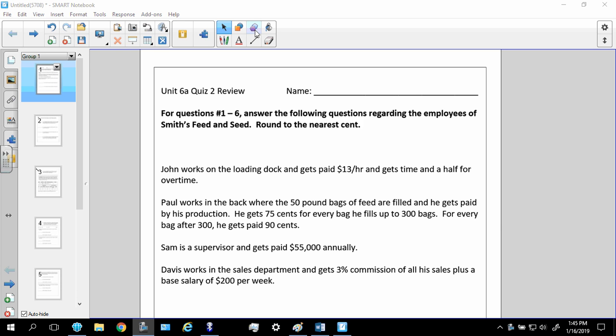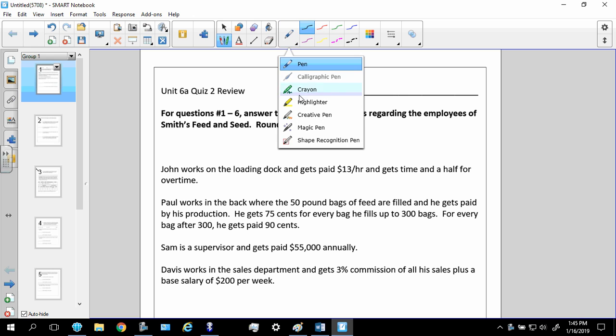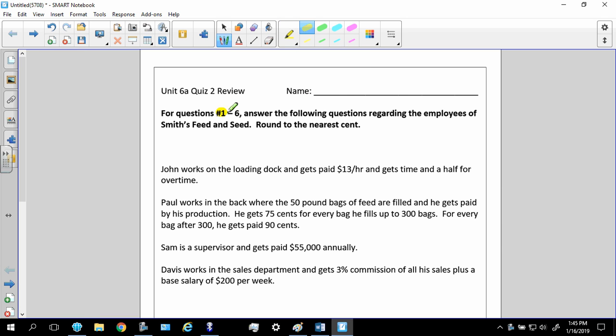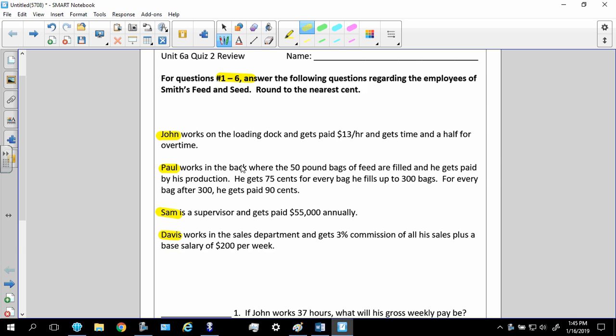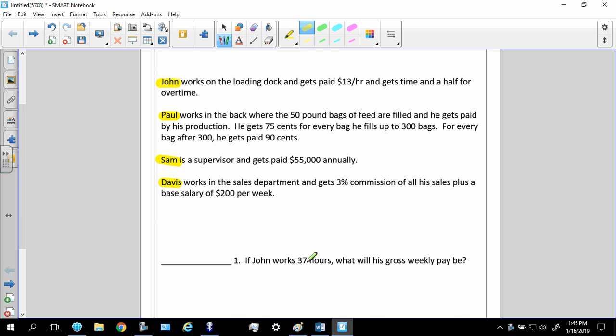All right, the first thing you're looking at is a whole bunch of information dealing with questions 1 through 6. So we're talking about John, Paul, Sam, and Davis. So we have 4 people that we're going to be answering questions about. From here, just match up the question to the person. So let's say, if John works 37 hours, what will his weekly gross be?